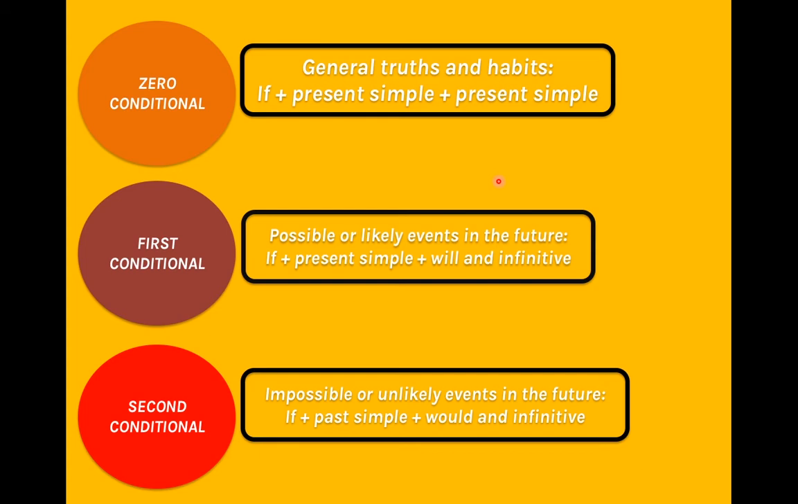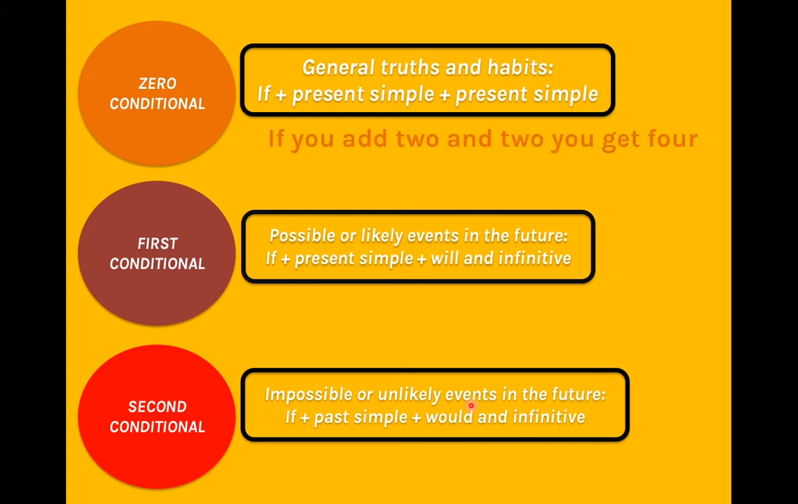What do we use the second conditional for? We use the second conditional to talk about events in the future that are impossible or unlikely. And we express the condition with the past simple, and the result is expressed with would plus infinitive. Let's see some examples of the differences between zero conditional, first conditional, and second conditional.